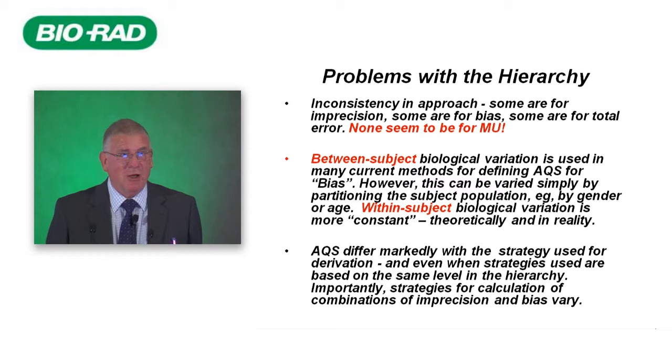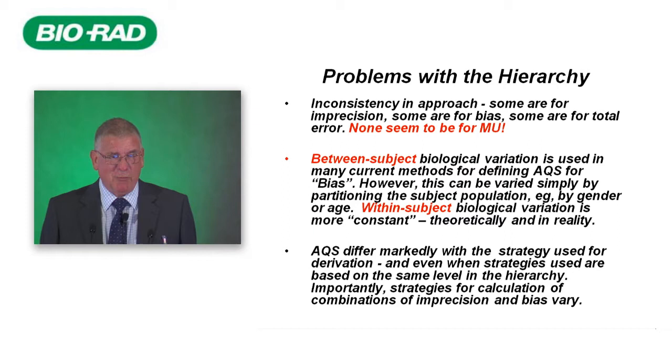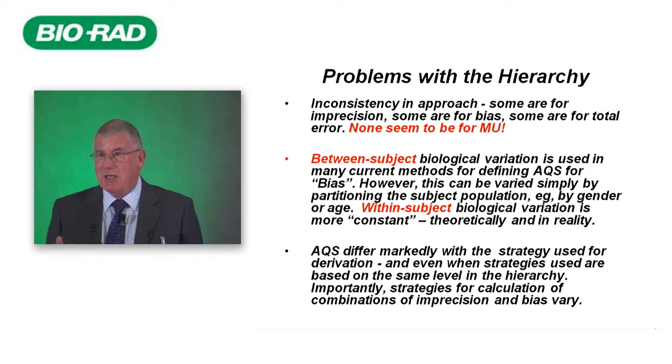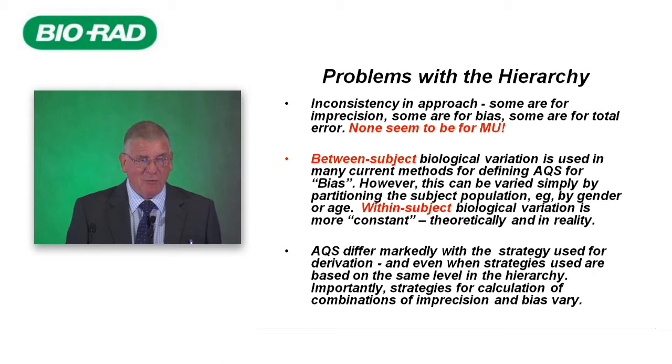Moreover, between subject biological variation is used in many of the current methods for determining analytical quality specifications for allowable bias. However, you can vary, for many quantities, between subject biological variation by partitioning the population according to, for example, gender or age. So you can make between subject biological variation of different magnitudes depending on how you treat the population. However, within subject biological variation is much more constant, both theoretically and in reality.